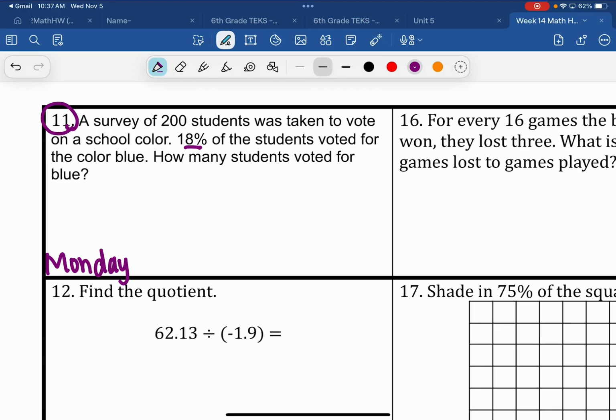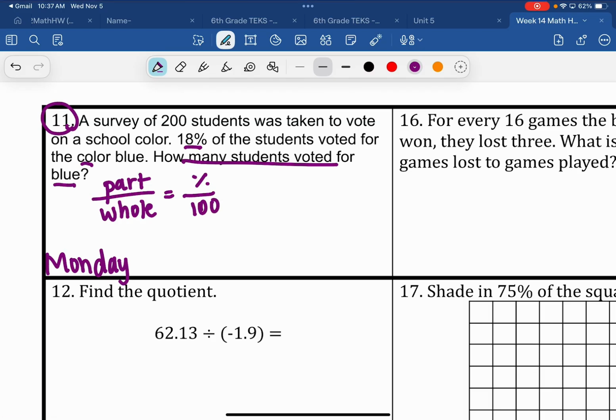18% of the students voted for the color blue. How many voted for blue? So what this is called, again, we'll learn this on Monday, it's called a percent proportion. Okay? So there's a formula that we have to follow. And you have to know what the part is over the whole. And that is going to equal your percent over 100.